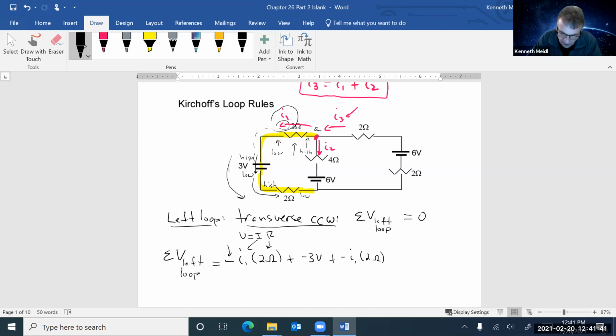Okay, so those are my 3 elements that have I1 in them. Then I'm still traversing the loop this way, and now I'm going to go up this middle line. So I've got 2 more elements, so I'll have 2 more terms here. And as I cross that battery, notice that this is the low energy side, and this is the high energy side. So if I go across the battery that way, then I see charges gaining energy. So that's plus 6 volts.